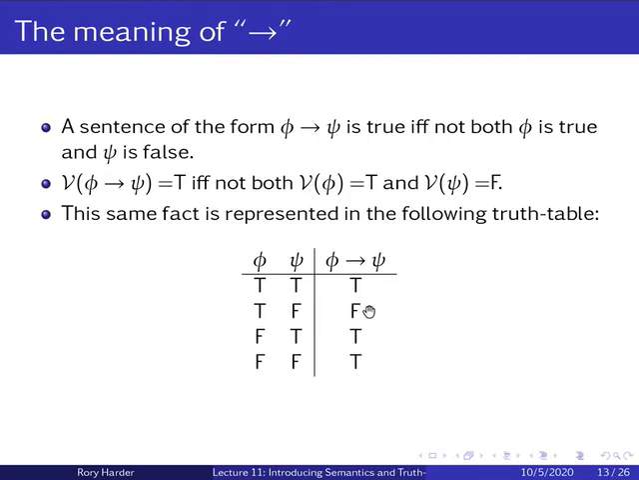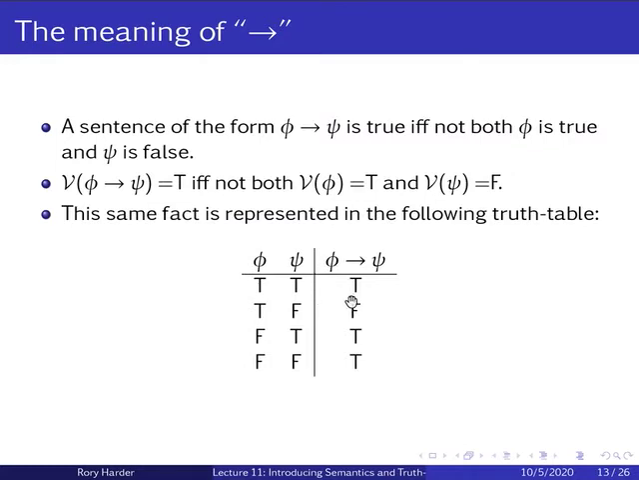And this is exactly the case where the entire conditional is false, because we've said that a sentence of the form if phi then psi is true just when it is not the case that phi is true and psi is false. So that is to say that a conditional is false just when the consequent is true and, sorry, let me repeat that. I think I misspoke.